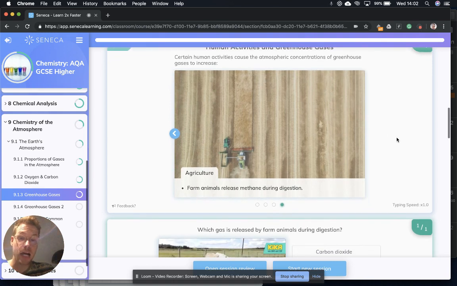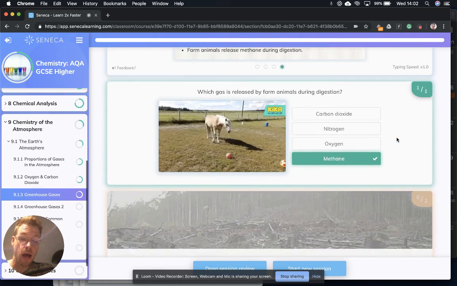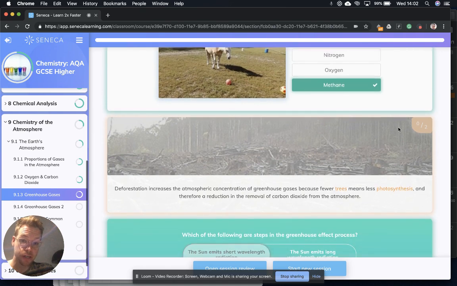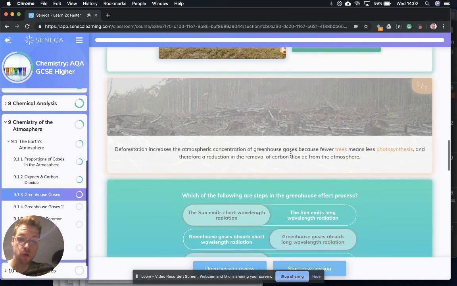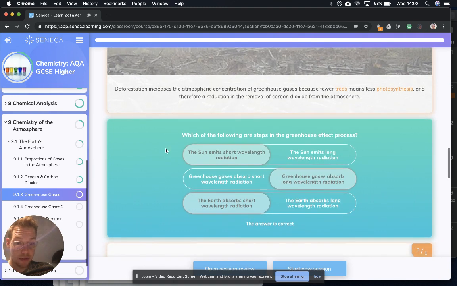Next, we're going to talk about agriculture. Farm animals like cows, they release methane during digestion. So animals release methane during digestion. So let's recap some of the things we've just talked about. Let's start with deforestation. This increases the atmospheric concentration of greenhouse gases because there are fewer trees, and fewer trees means there's less photosynthesis, and hence there's a reduction in the removal of carbon dioxide from the atmosphere.